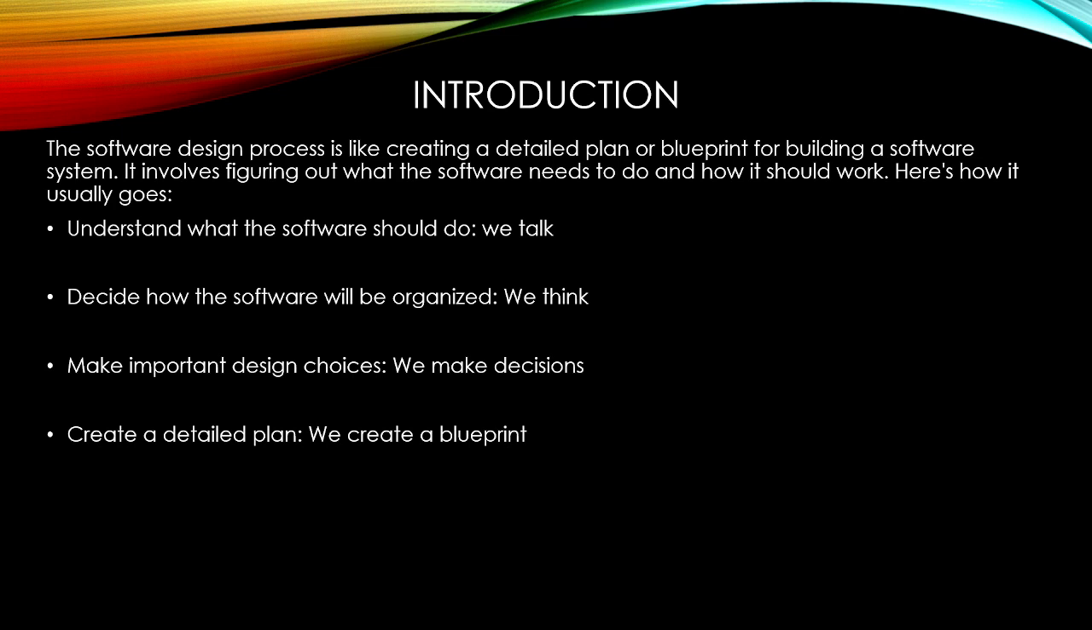Second thing is we decide how the software will be organized. We think about how the different parts of the software will fit together, and we determine what components are needed and how they will interact with each other. Third thing is we make important design choices. Like we make decisions about how the software will look and work. We consider things like user interfaces, data storage, and algorithms that will be used.